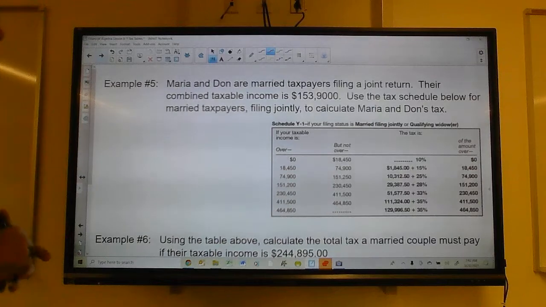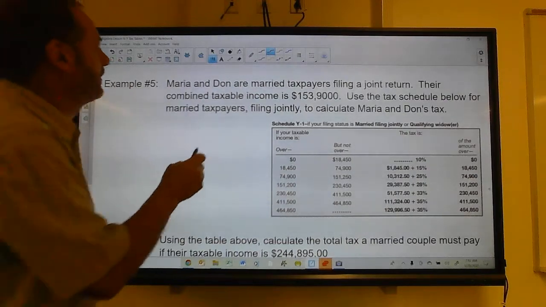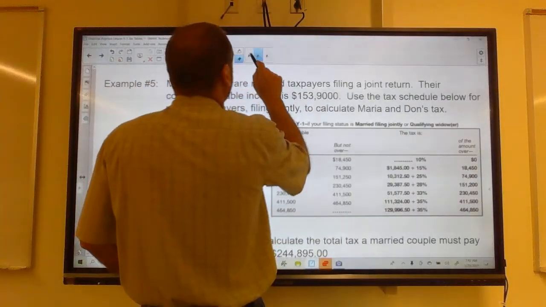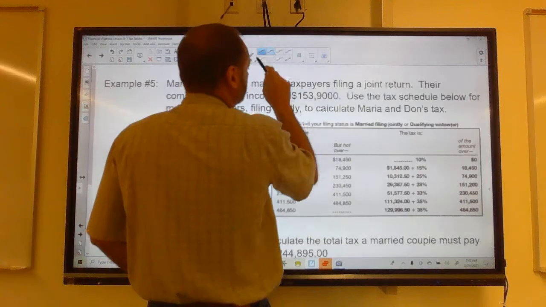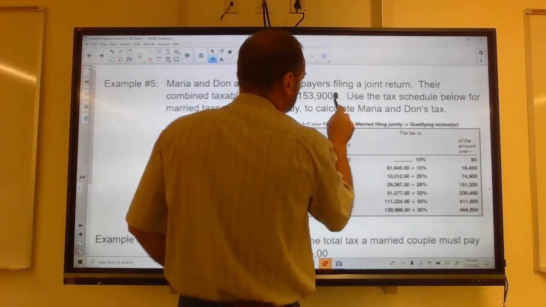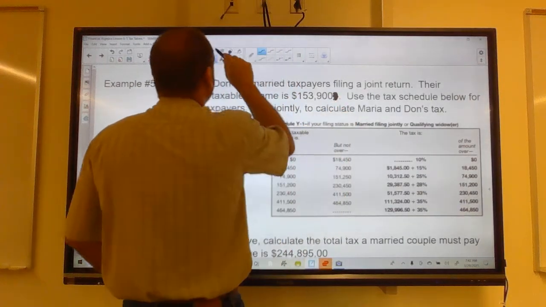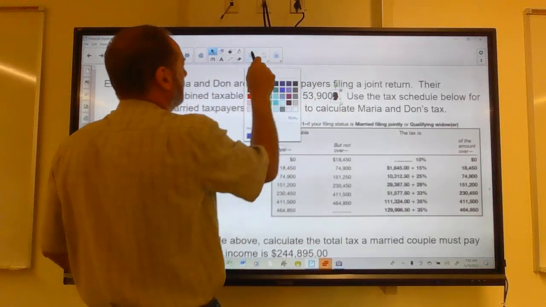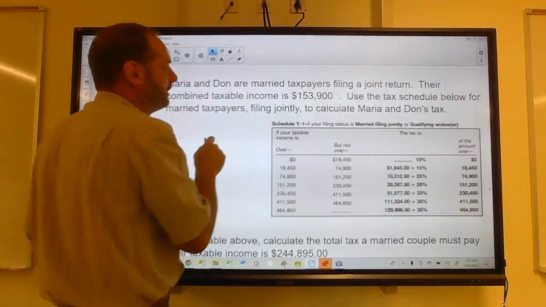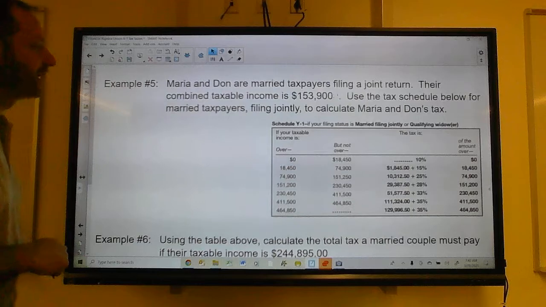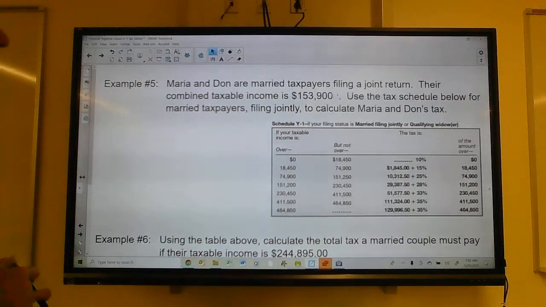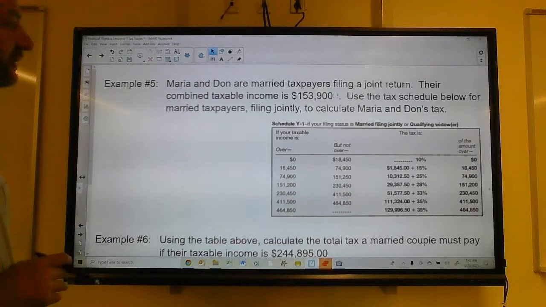So Maria and Don are married taxpayers filing a joint return. Their combined taxable income is $153,000. Got one too many zeros here, folks. Nope. Let's do this. Okay, try it again. $153,900. Use a tax schedule below for married taxpayers filing jointly to calculate Maria and Don's tax.